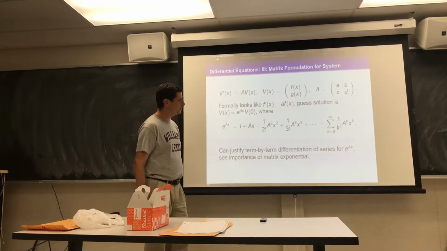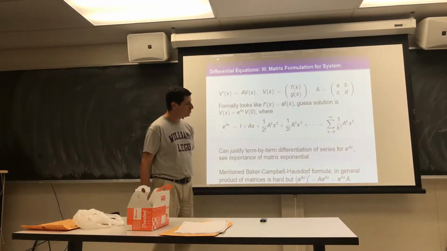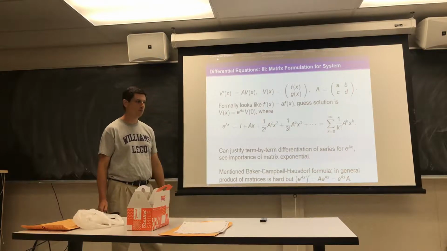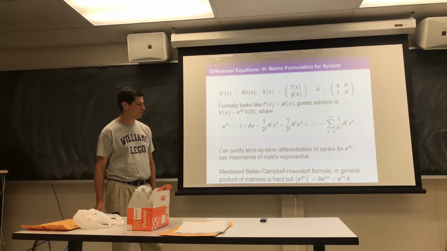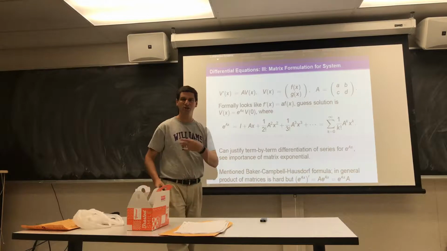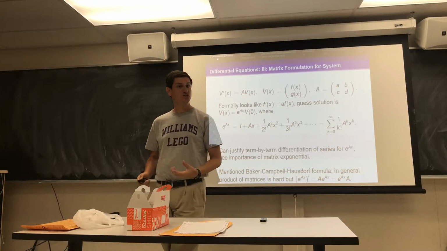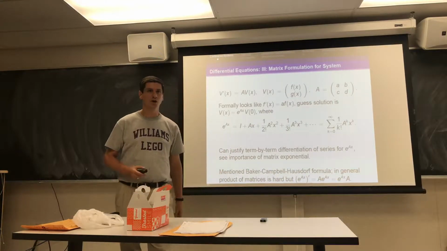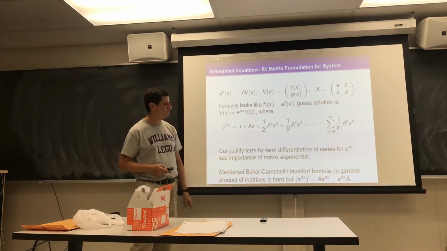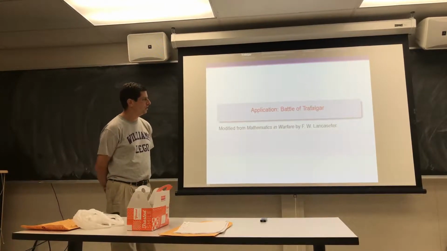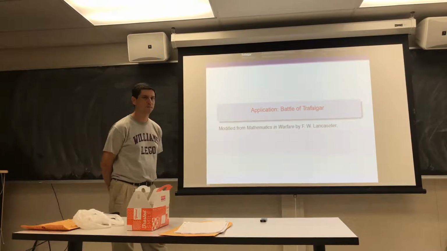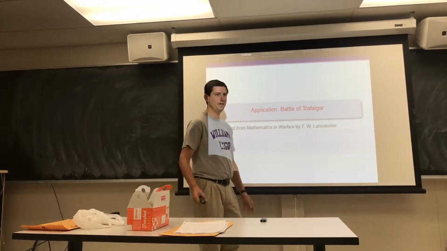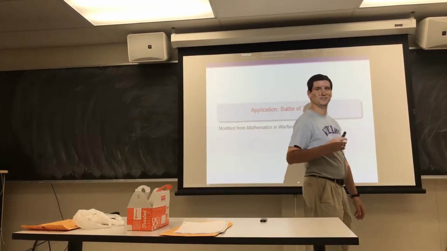And so we can justify all the stuff. And then I mentioned last time my favorite formula, or one of my favorite formulas, the Baker-Campbell-Hausdorff formula. As to the difficulty, e to the a times e to the b is not e to the a plus b. But fortunately, a lot of the matrices here will commute. All right. So an application, Battle of Trafalgar. Anybody ever study the Battle of Trafalgar? Okay.